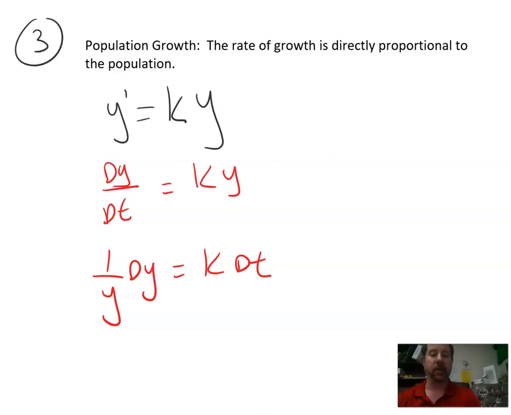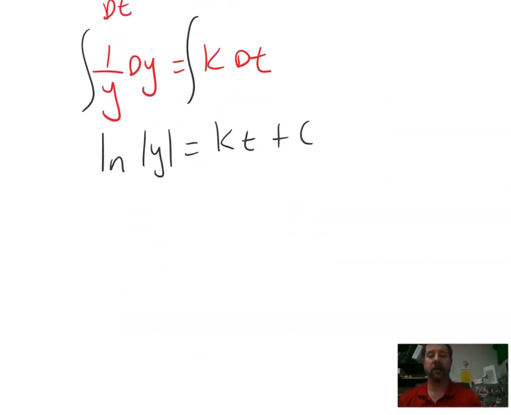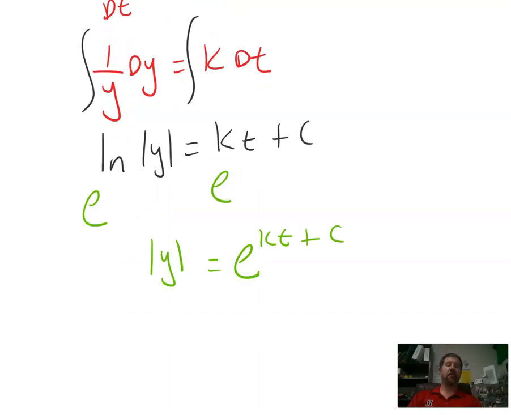Now we're ready to integrate. And when we integrate, we get ln of the absolute value of y equals kt plus c. And now we can go ahead and start solving for y. Exponentiating with a base of e, we get absolute value of y equals e to the kt plus c. And now we can deal with our constant at the end.